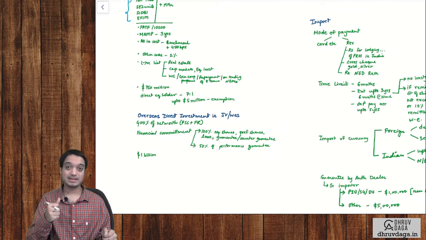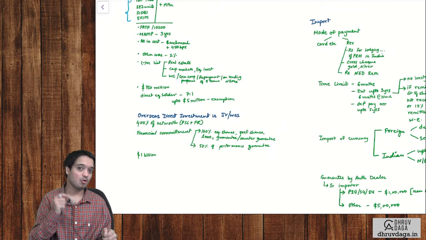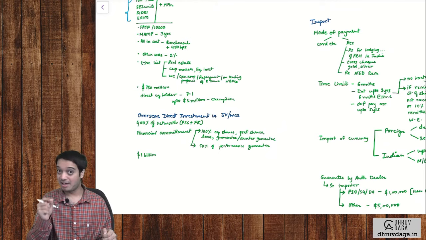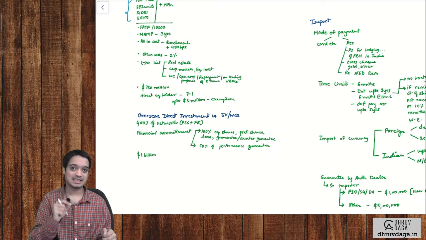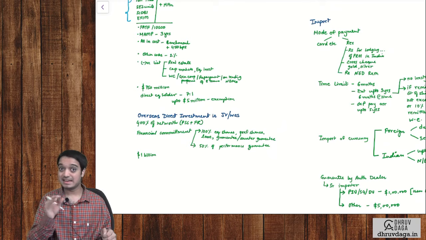There is one more limit. If it's a direct equity holder, then he can give a maximum debt maintaining a ratio of 7:1. However, to this condition there is an exception. If the ECB is for $5 million, then in such case this debt ratio need not be seen.